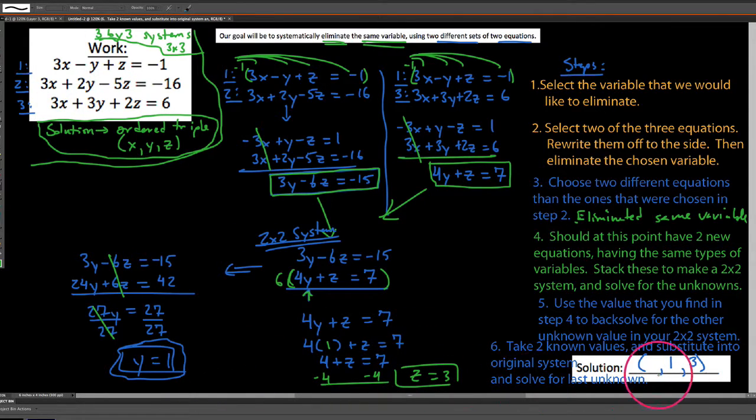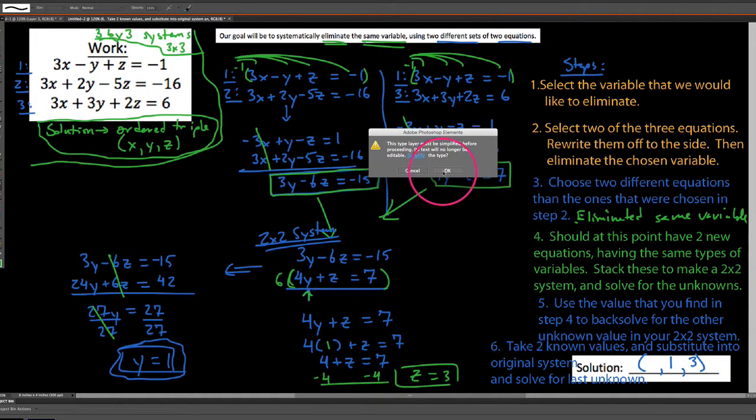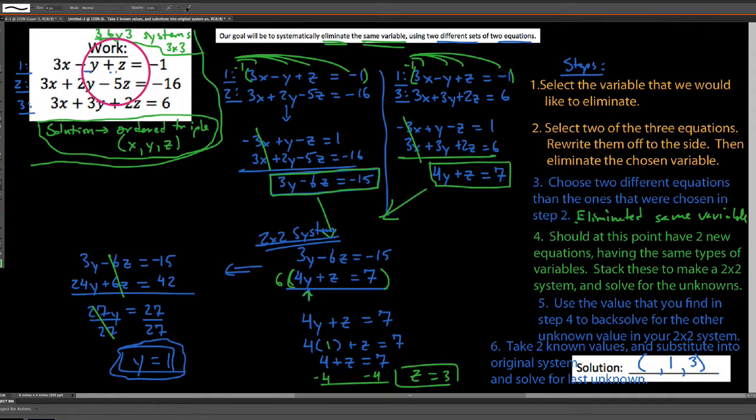And so what we're going to do is take these two knowns and plug them back into any of our three original equations, and solve for x. Since it doesn't matter which one of these three I plug it back into, I'm probably going to go with the first equation just because the coefficients of y and z are both 1 or negative 1, and that's easier to deal with algebraically. So here's what I'm going to do.